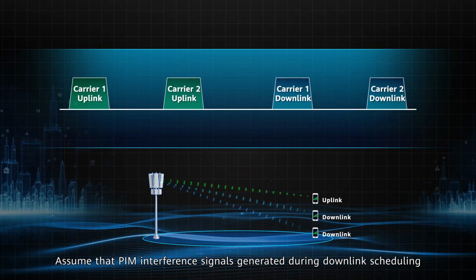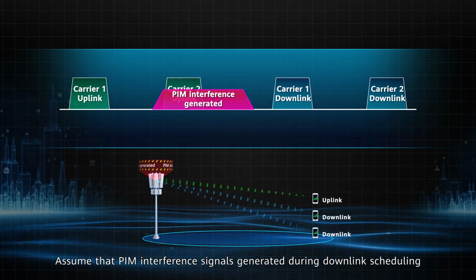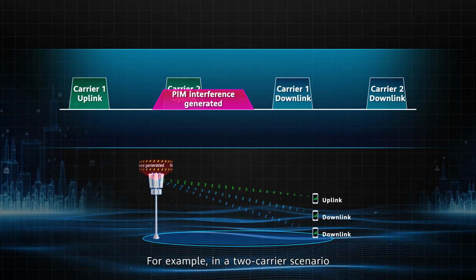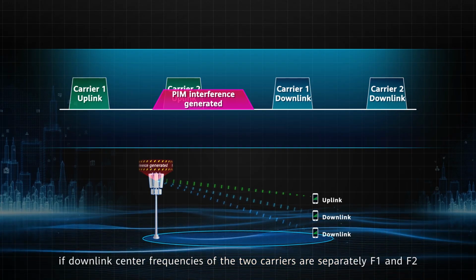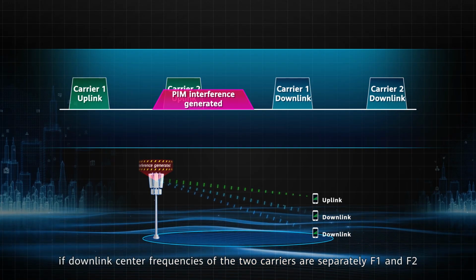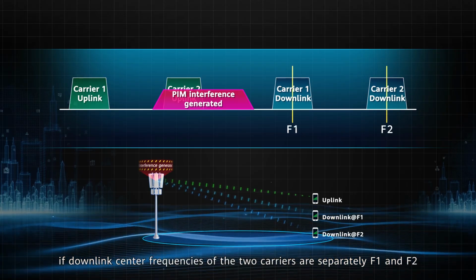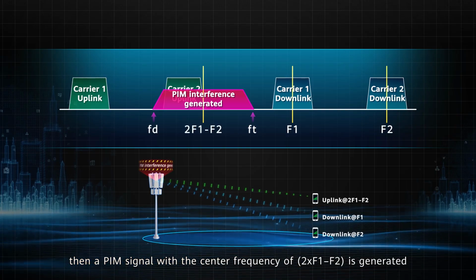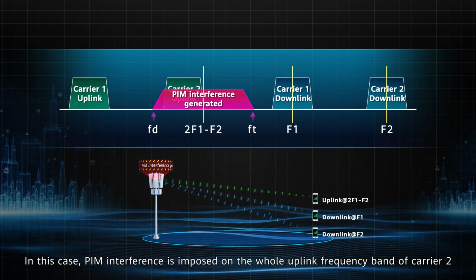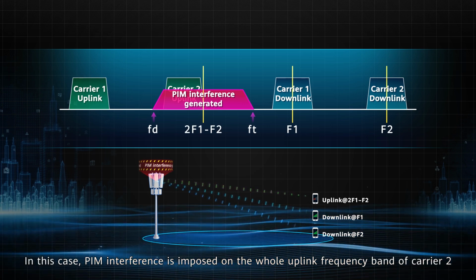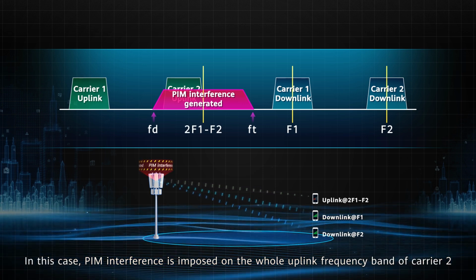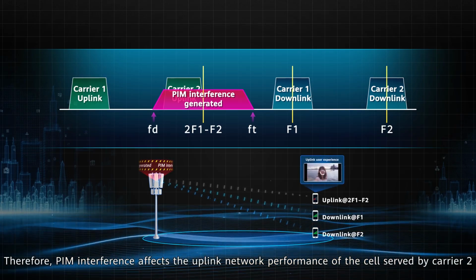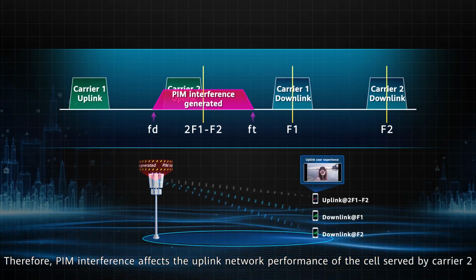Assume that PIM interference signals generated during downlink scheduling fall within the uplink frequency domain range of a cell. For example, in a two-carrier scenario, if downlink center frequencies of the two carriers are separately F1 and F2, then a PIM signal with a center frequency of 2F1 minus F2 is generated. In this case, PIM interference is imposed on the whole uplink frequency band of carrier 2. Therefore, PIM interference affects the uplink network performance of the cell served by carrier 2.